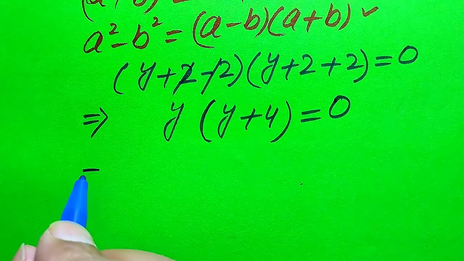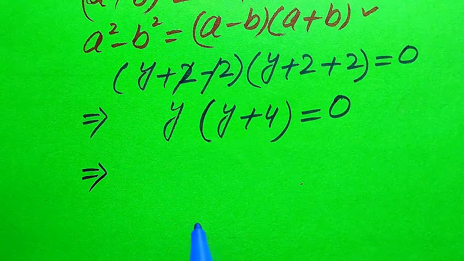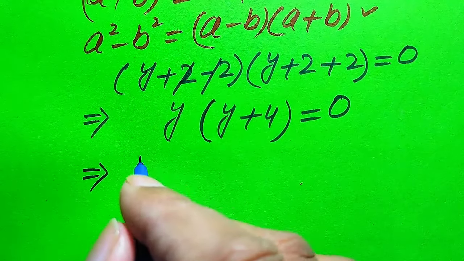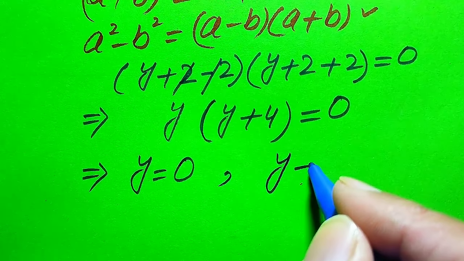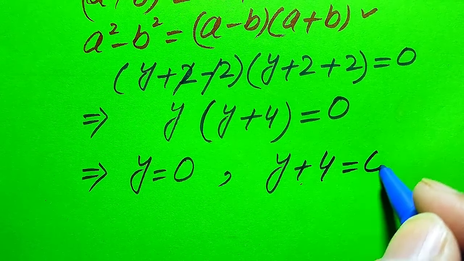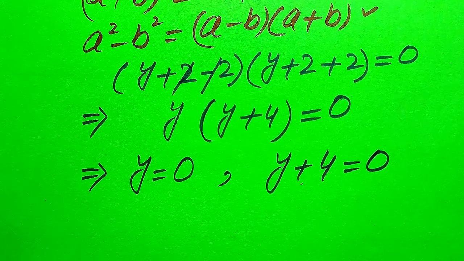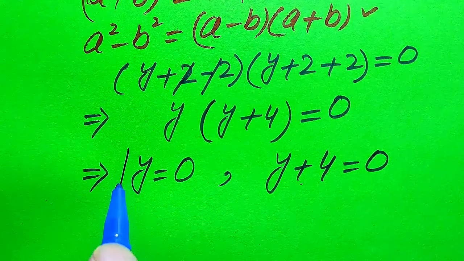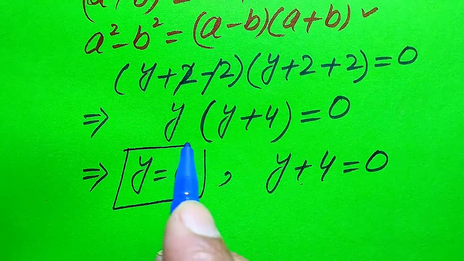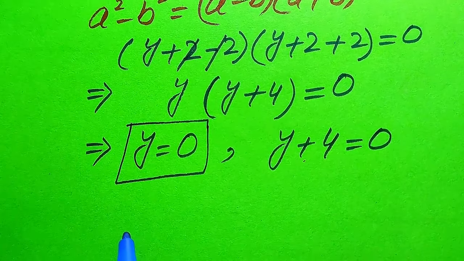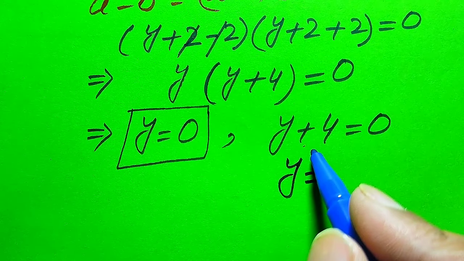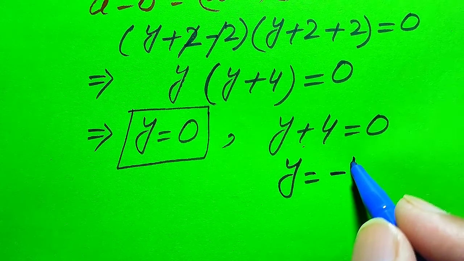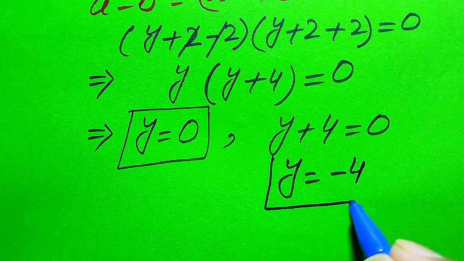And now here in the next step we need to simplify the terms, and now we divide this equation into the two cases. The first case is we write y equals 0, and the second case is we write y plus 4 equals 0. So this is our first root of the given equation, and now in order to find the other root we need to solve this equation, and from here we move this plus 4 to the right hand side and it becomes minus 4.